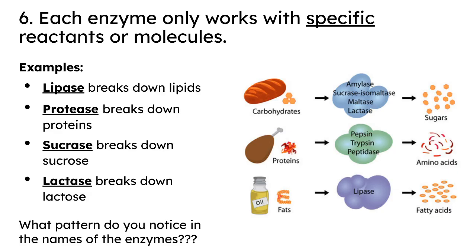And so we notice that there's a little pattern going on here with these examples. What pattern do you notice in the names of the enzymes? Well, if you haven't noticed yet, they all end in -ase, right? So that's going to be true for a lot of enzymes, they're going to end in -ase. And that also describes what the job is. If you see sucrase, you can already understand that's an enzyme that breaks down sucrose. Lactase is an enzyme that breaks down lactose. So it's really easy to understand what an enzyme does based off of its name.